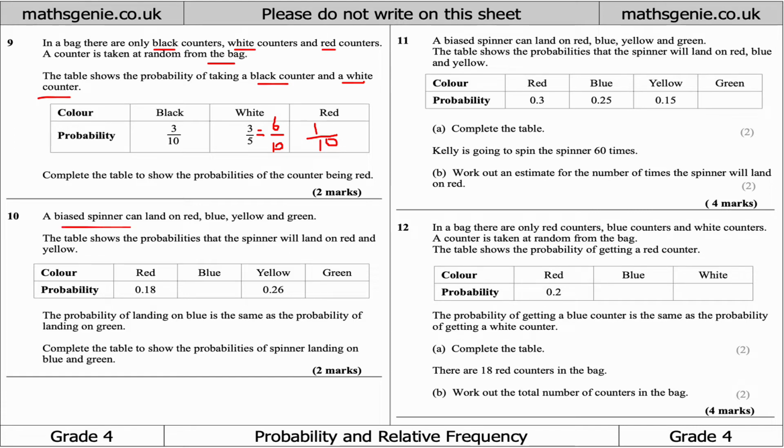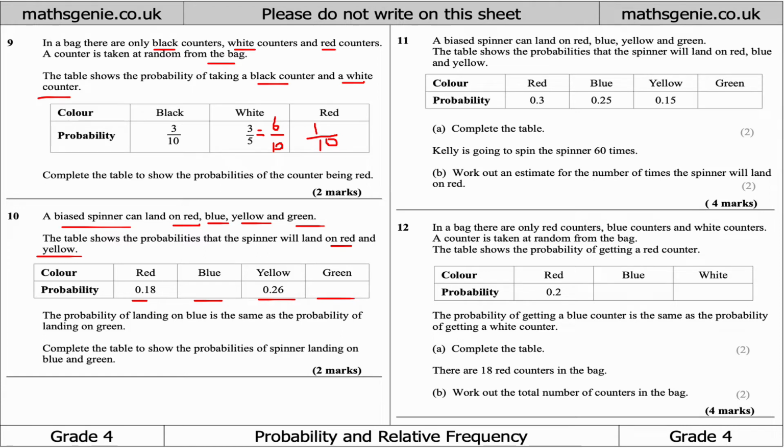This is question number 10, sorry. A biased spinner can land on red, blue, yellow and green. The table shows the probability that the spinner will land on red and yellow. So they are given to us. Blue and green are currently blank as it stands.